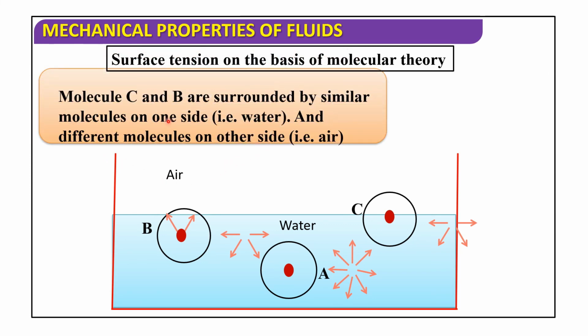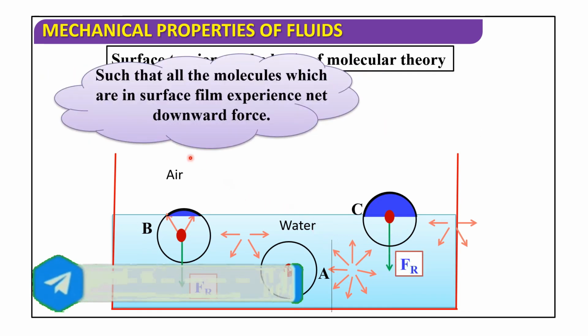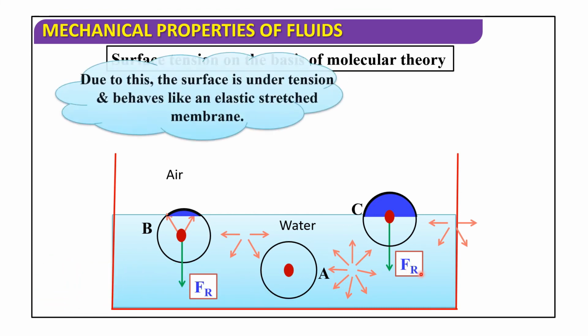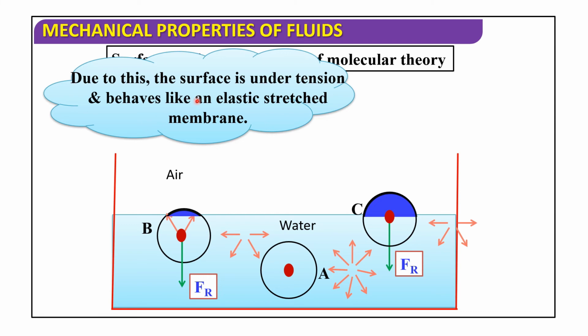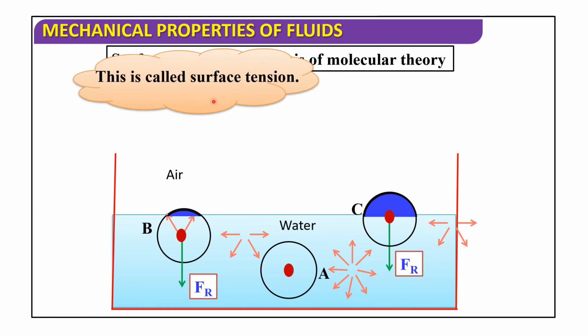Molecules C and B are surrounded by similar molecules on one side, that is water, and different molecules on the other side, that is air. Such that all the molecules which are in the surface film experience net downward force. So due to this, the surface is under tension and behaves like an elastic stretched membrane. This is called surface tension.